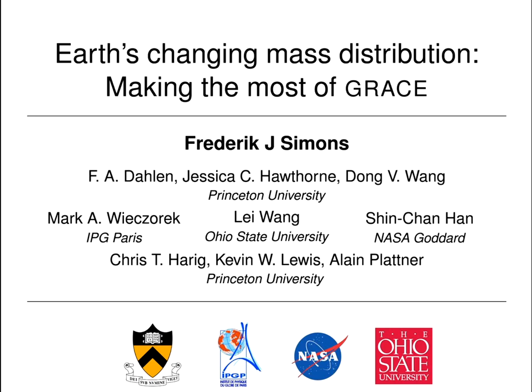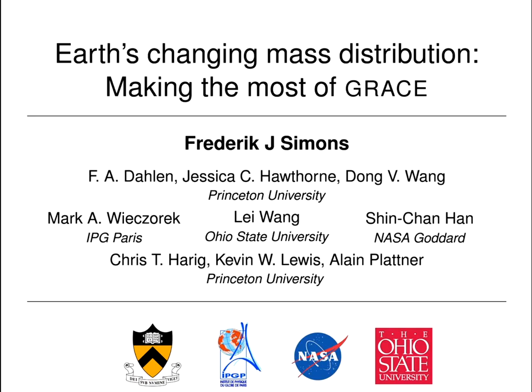And I'm mixing and matching work, ultimately much of it in terms of theory going back to my late supervisor Tony Darwin, then also Marc Wieczorek in Paris, who is a planetary scientist that I have learned a whole lot from. Xinshan Han is a guy at NASA Goddard that I worked with extensively. And then some graduate students, Jessica Hawthorne, Dong Wang at Princeton, Lei Wang at Ohio State, and then some Princeton postdocs, Chris Harrod, Kevin Lewis, and Alain Plattner. And of course, as they say, all the mistakes are mine, but the credit goes to them also.